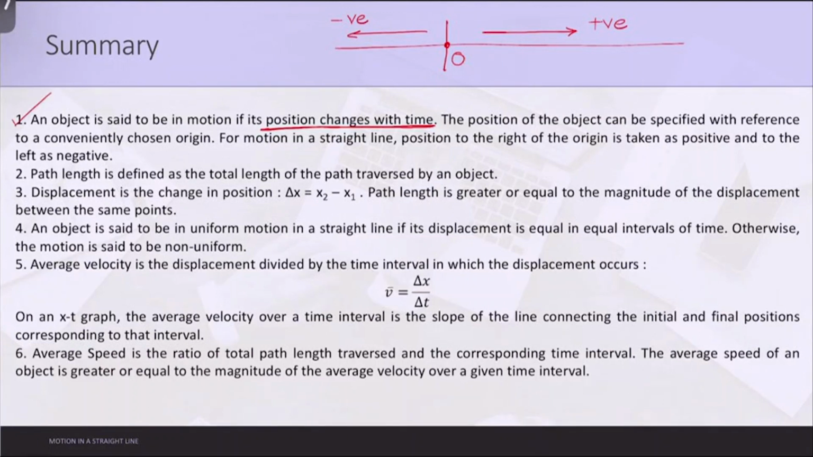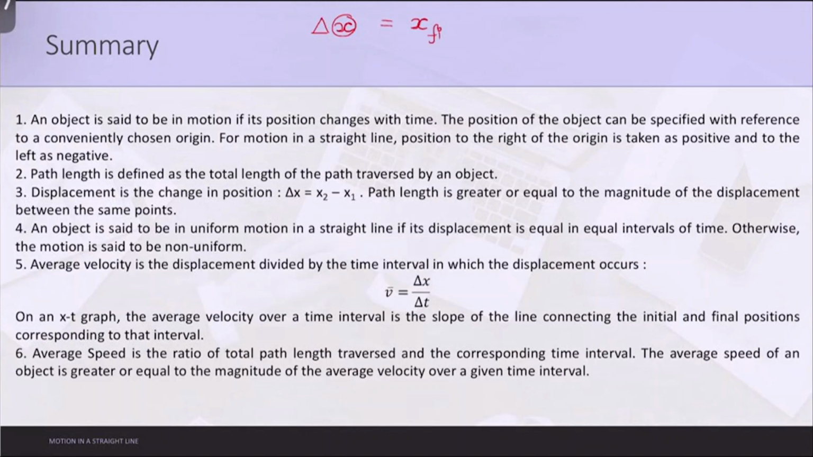Second point is path length, which is defined as the total length of the path traversed by an object. The third point says that displacement is the change in position, that is delta x, which is equal to x2 minus x1. Please remember, this thing is very important as it is the starting. I will revise this again. Every time this Greek letter delta x appears, it will be x final minus x initial. Please remember it is always final first, minus initial.